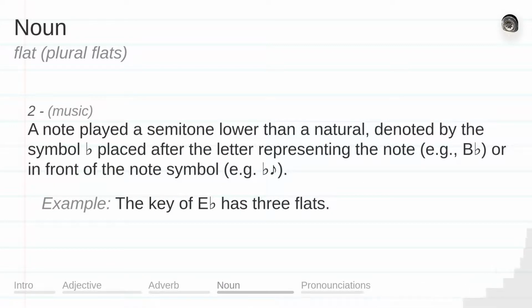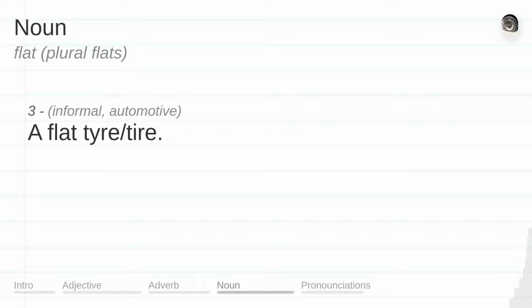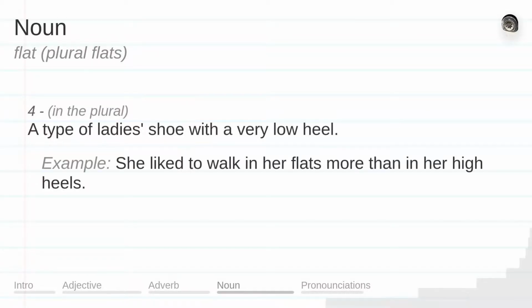A note played a semitone lower than a natural, denoted by the symbol flat placed after the letter representing the note, e.g., B flat, or in front of the note symbol. Flat musical note. Example. The key of E flat has 3 flats. A flat tire. A type of ladies' shoe with a very low heel. Example. She liked to walk in her flats more than in her high heels.